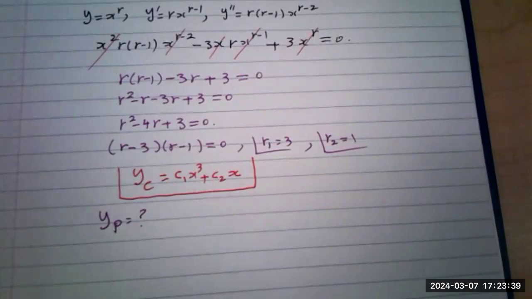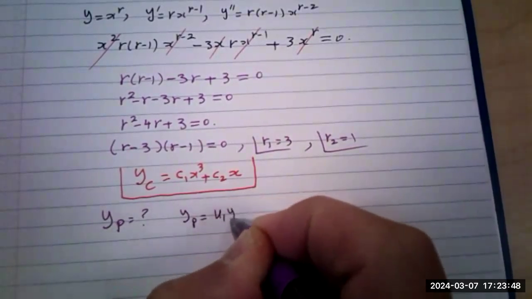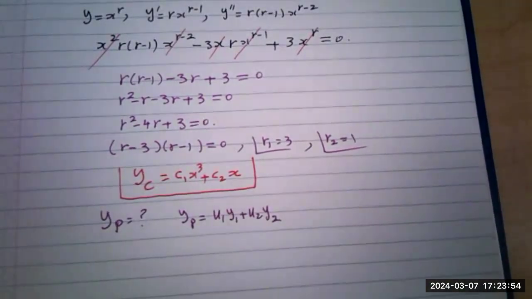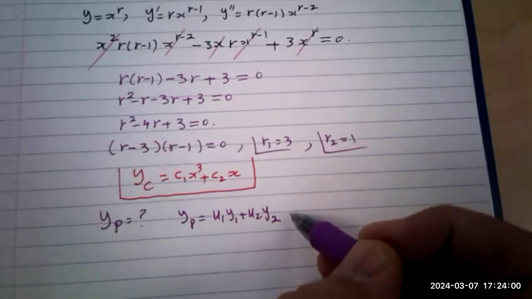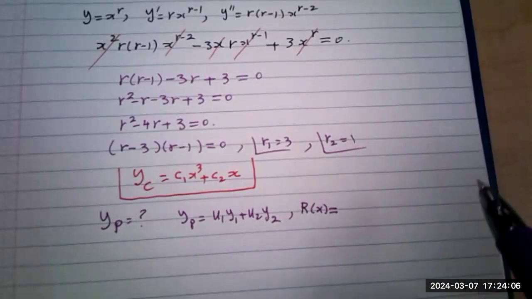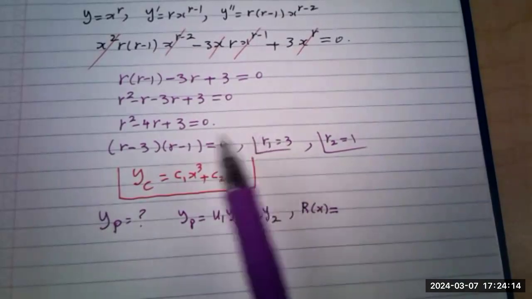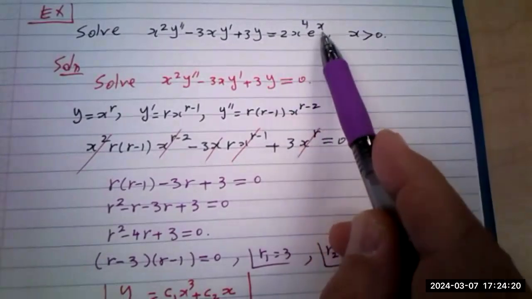Okay, variation of the parameter method, and you know that in that method, we're going to call the yp to be equal to u1 y1 plus u2 y2. And you have to know the formula for the u1 and the u2. But before going on, you have to make sure that you have what is going to be your r of x. Remember, when you use variation of the parameter, the coefficient of the y double prime must be 1. So for your r of x, go back to this equation and look at this one. r of x is 2x to the 4 e to the x.